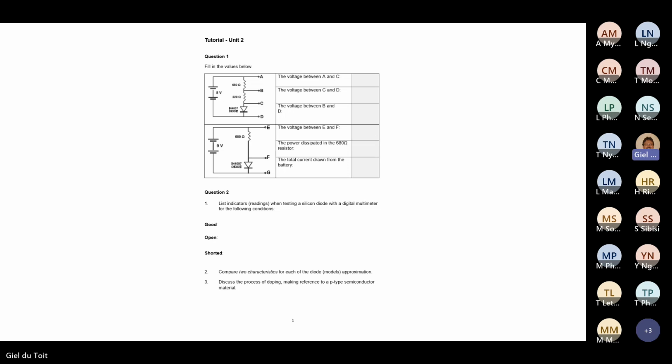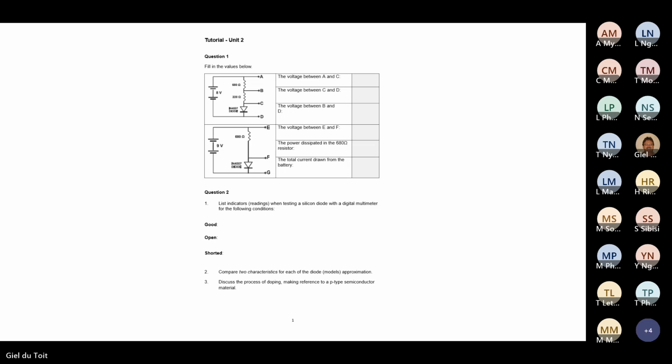So what we've got is a 680 ohm and a 220 ohm. And what is the voltage, for instance, between C and D? That's a normal diode, so the voltage between C and D in this case. I think I must do it on my camera so that you guys can see what I do. But basically what we have is a 680 ohm, a 220 ohm, and 0.7 volt over the diode between C and D.